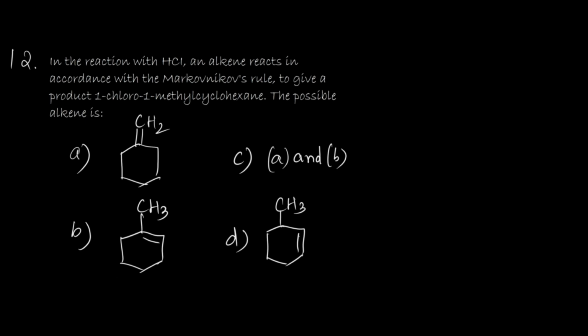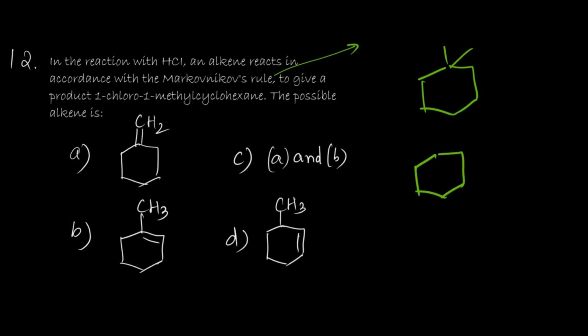Moving on to the next question. In the reaction with HCl, an alkene reacts in accordance with the Markovnikov rule to give a product of 1-chloro-1-methylcyclohexane. So cyclohexane, which is having 1-chloro-1-methyl. The possible alkene? Markovnikov rule, what is that? The negative part will go to the more substituted site. Right. Here you can see what could be your answer.